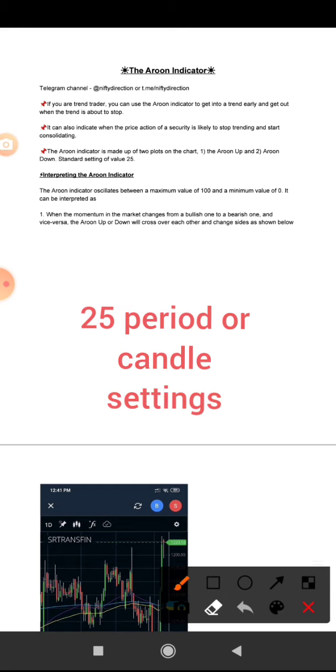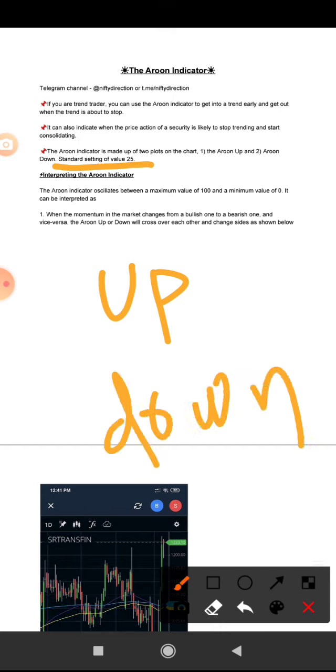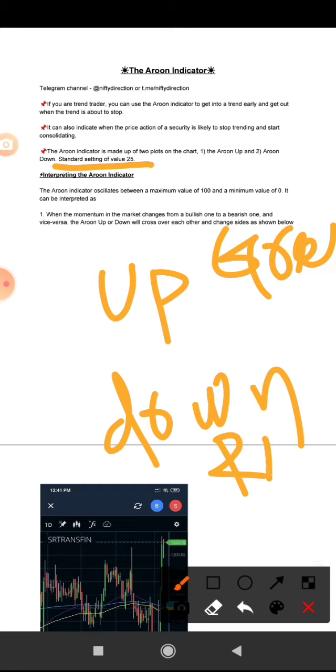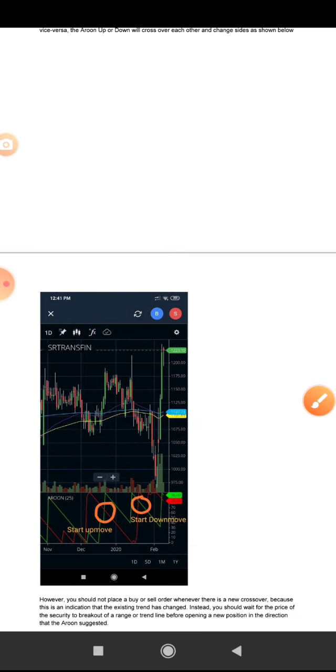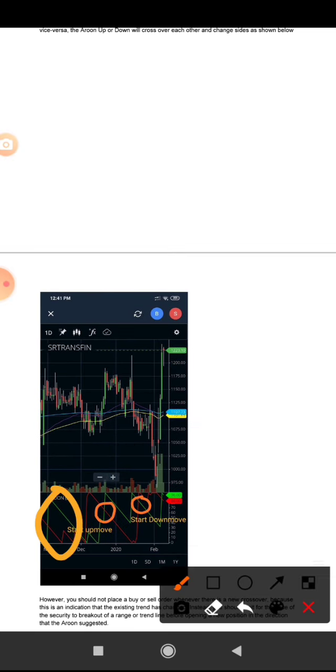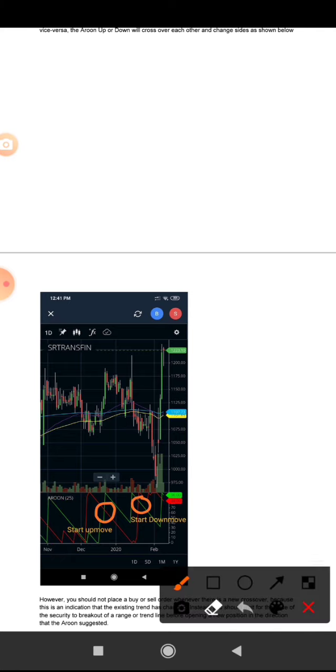Okay, so Aroon has a default setting of 25. And Aroon has two lines, Aroon up and Aroon down line. Typically Aroon up is shown in green color and Aroon down is shown in red color. So these are the two lines. Let me show you here. You can see Aroon up is a green line, Aroon down is a red line, and it has a 25 default setting.